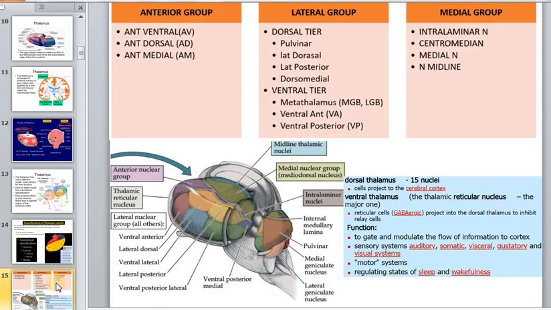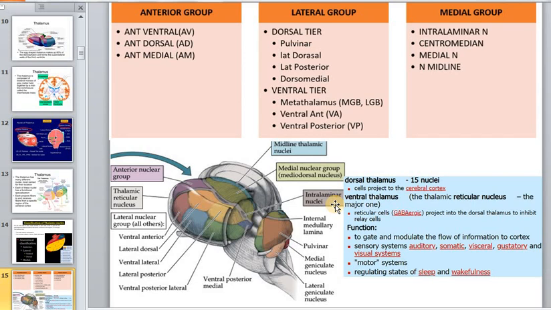Here we see the names of these nuclei. As you see, the lateral group and lateral nucleus are the most numerous. Functional classification divides these nuclei into specific and non-specific nuclei. Here we see the dorsal thalamus has 15 nuclei. And here we see cells project to the cerebral cortex, ventral thalamus, or reticular nucleus.